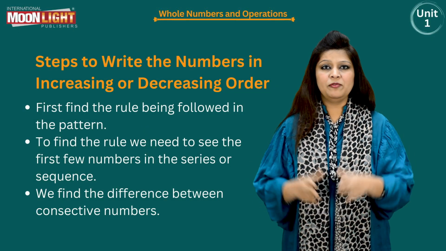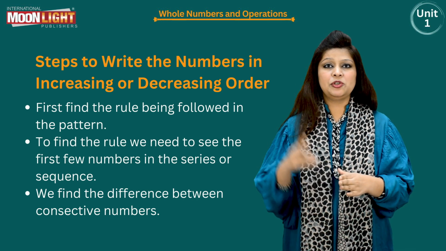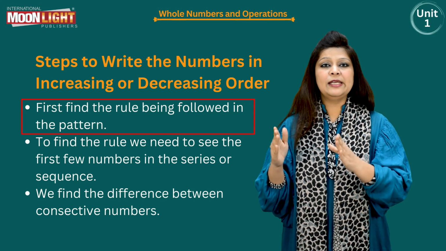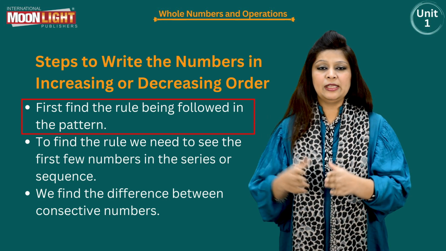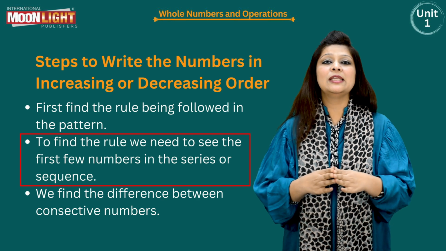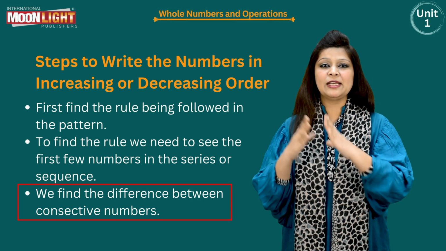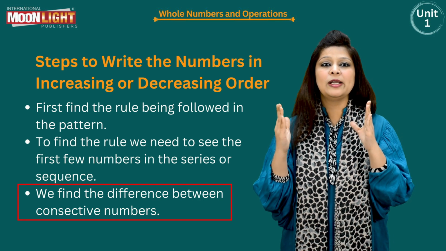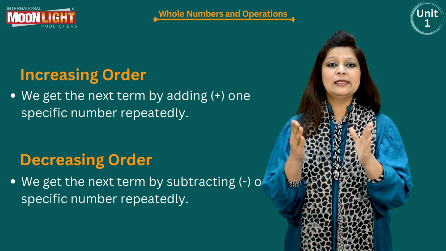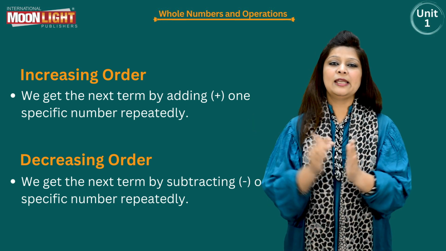To identify whether the pattern is increasing or decreasing and to find out the rule, we need to follow these three steps. The first step is we need to find the rule being followed in the pattern. Secondly, to find the rule, we need to see the first few numbers in the series or sequence. Third, we find the difference between consecutive numbers, which helps us to understand the relationship between the numbers, whether this relationship is increasing, plus, or decreasing, minus.